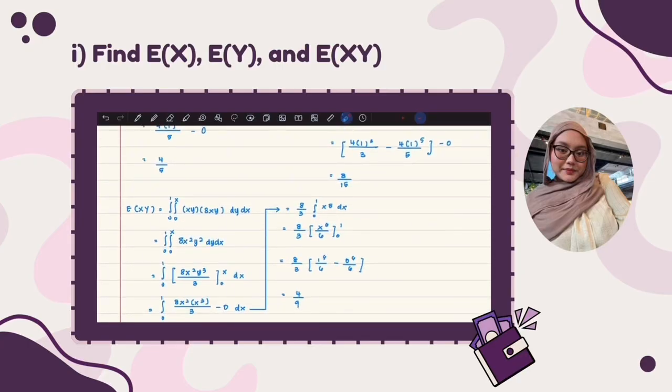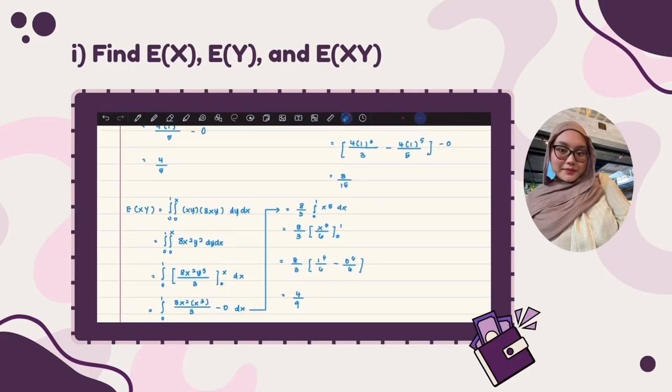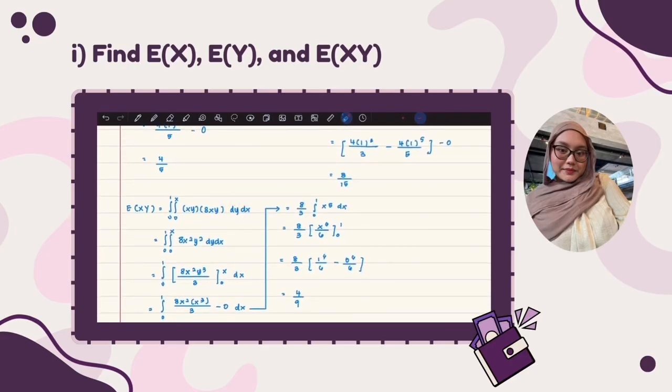Moving on to E(XY). To find E(XY), we need to double integrate. I am going to integrate in terms of Y first because of the range here. Since we are integrating in terms of Y, it will be 0 to X because the range is 0 less than or equal to Y less than or equal to X. So to integrate Y, the upper limit will be X and the lower limit will be 0, and this will be the answer for the integration in terms of Y.